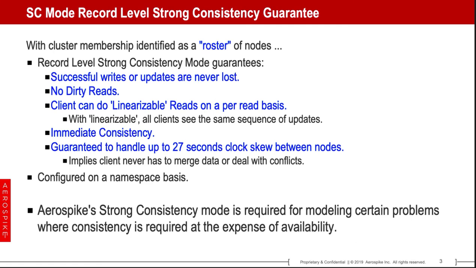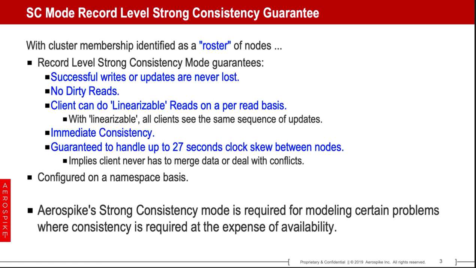Fourth, we have immediate consistency just as we do for AP mode. That is, you can read the data as soon as it's been written. Fifth, and finally, we can handle clock skew of up to 27 seconds between the nodes, which means clients don't have to do any additional work to figure out how to resolve conflicts.